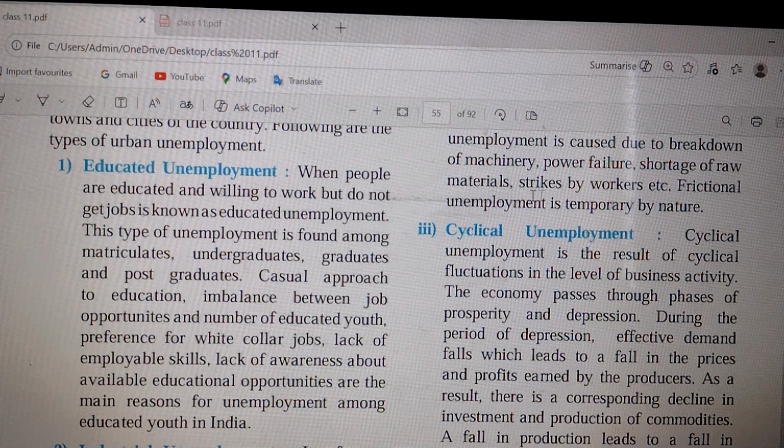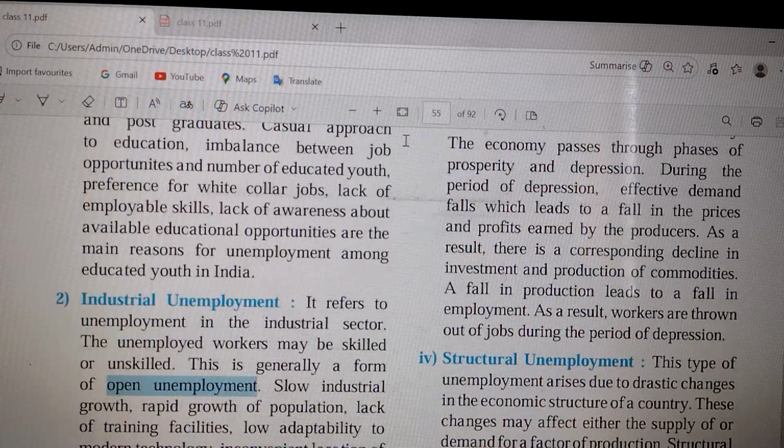आफ्टर कंप्लीटिंग द एजुकेशन, after having proper skills also they don't get jobs. So main reasons for this are lack of employable skills, preference for white collar jobs and imbalance between jobs and educated youth, mismatch हो जाता है.